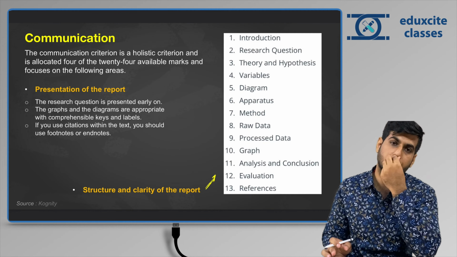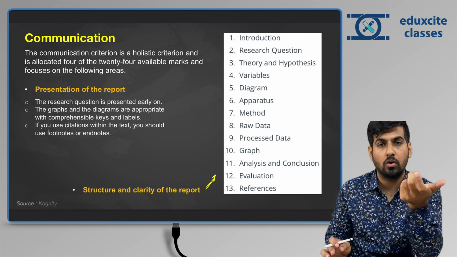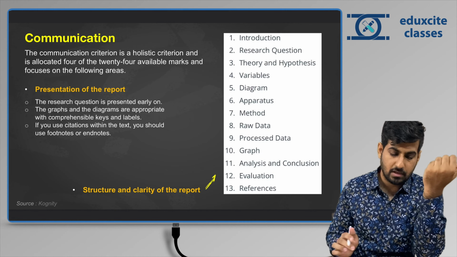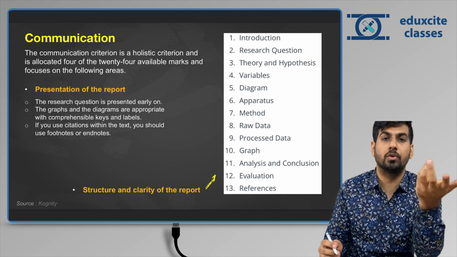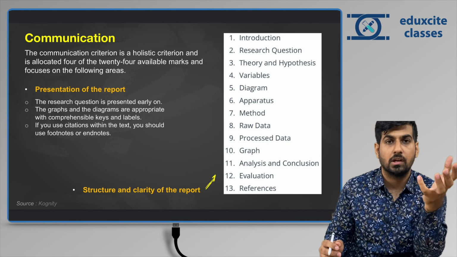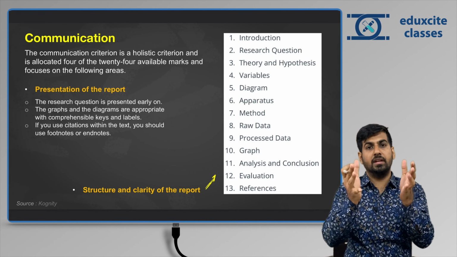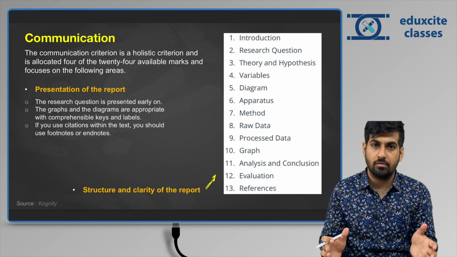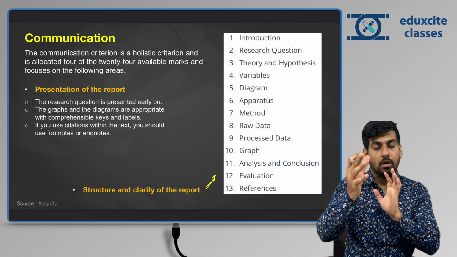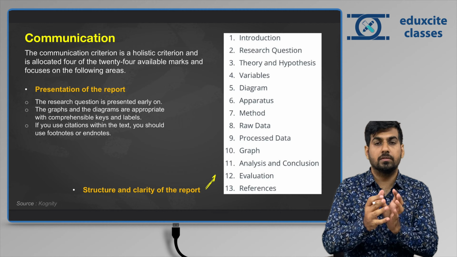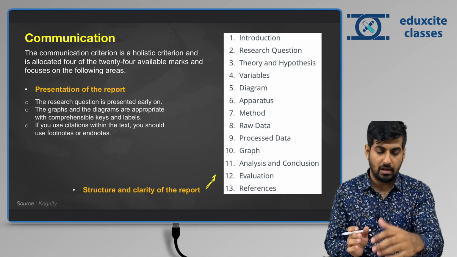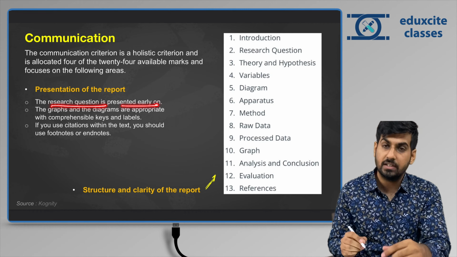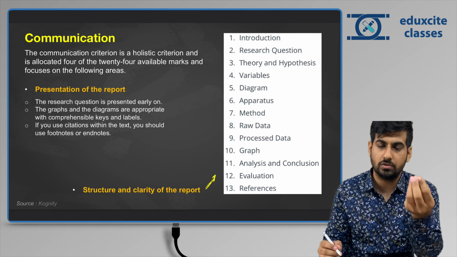And the last part, communication, consists of 4 out of 24 marks. Communication is basically the presentation of your report, the overall presentation, how you have made everything follow a particular logical sequence, and how you confined your data so that it is accomplished within the page limit of 12. So the research question is presented early on. These are a few of the points that you should keep in mind.